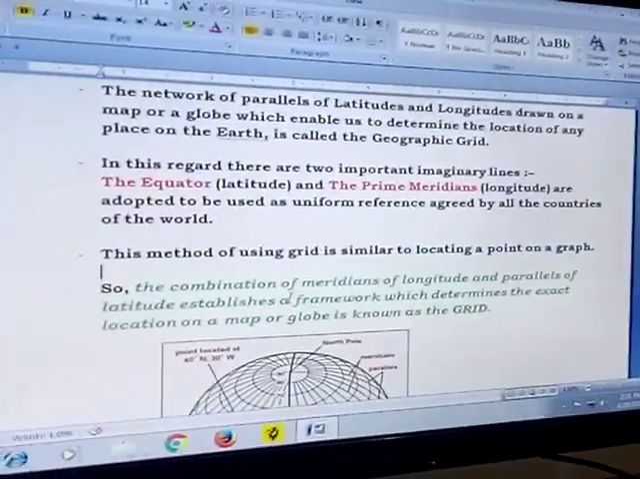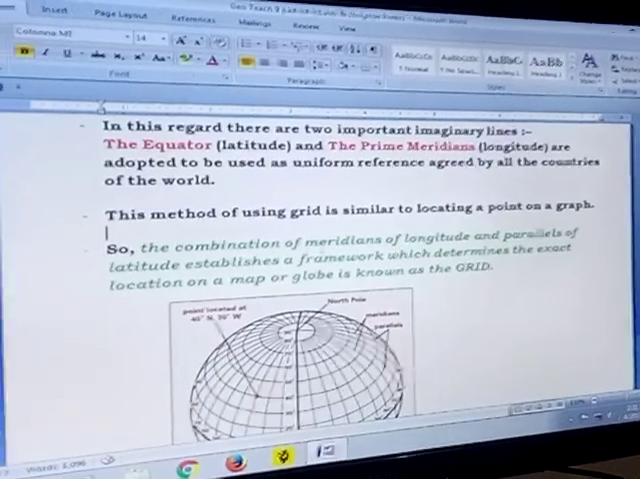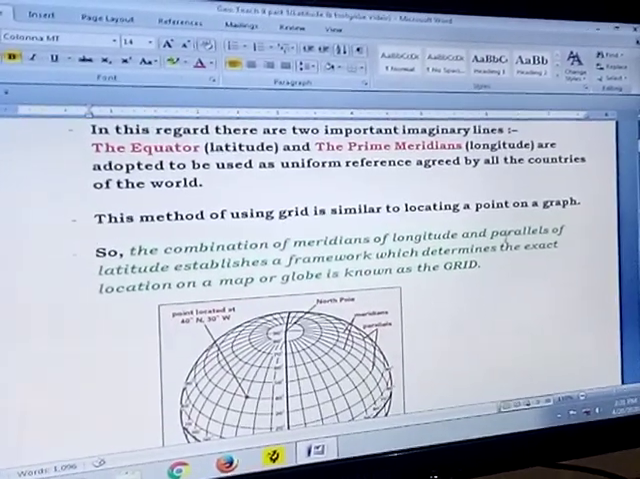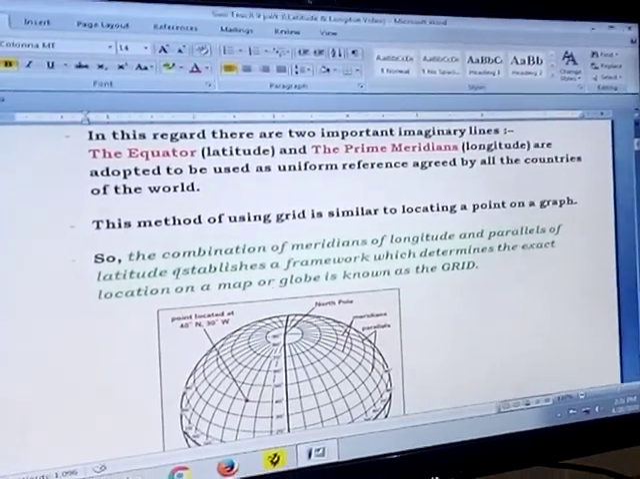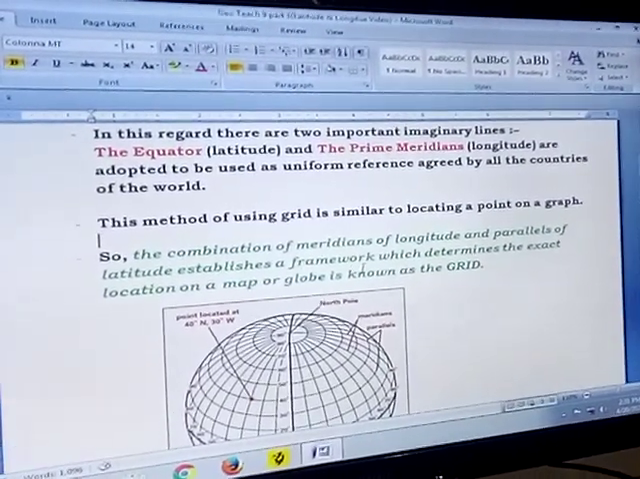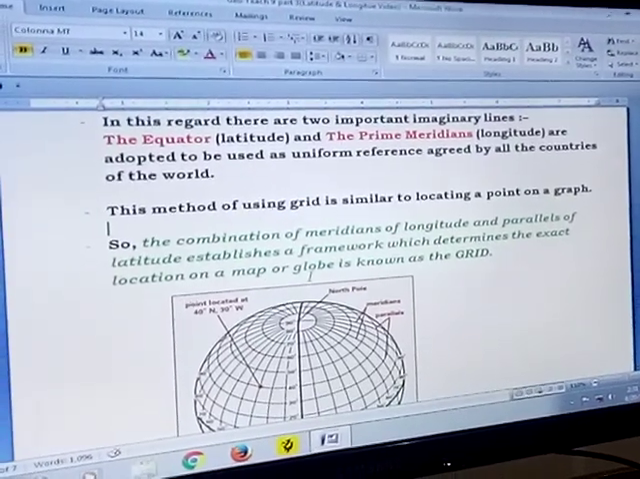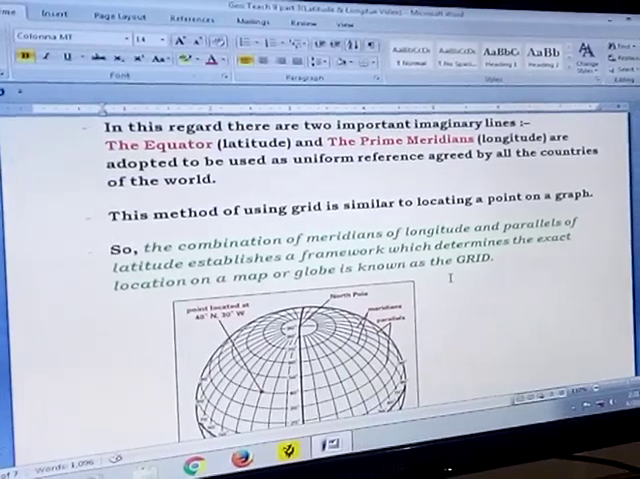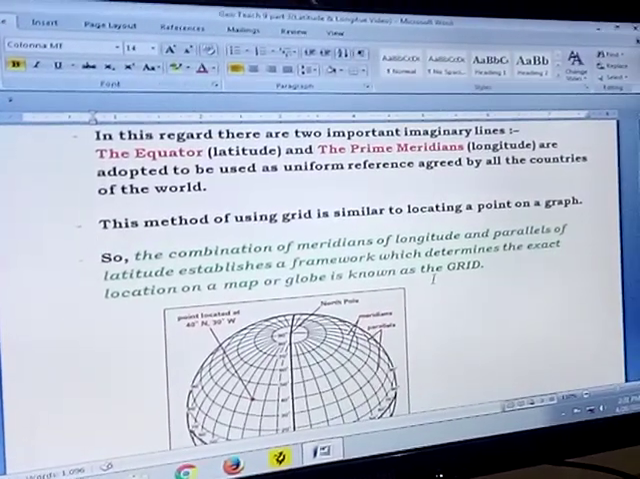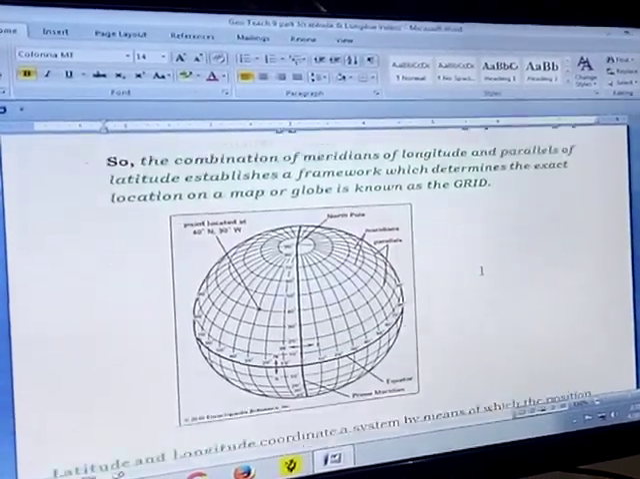And finally, what is a grid? So the combination of meridians of longitudes and the parallels of latitudes establishes a framework which determines the exact location on a map or globe, is known as the grid. This can be taken as definition. What is the grid? Grid or geographical grid is the same.